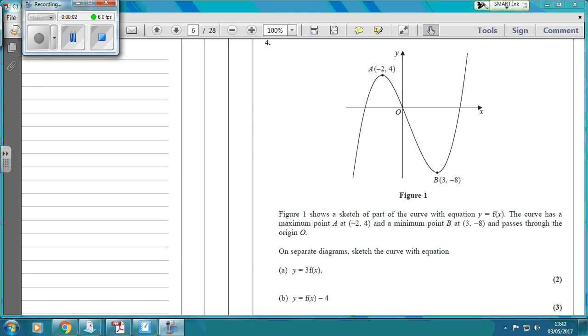Okay, so question 4 tends to divide people into two separate camps. People that can do this question find this very, very easy, and it's usually 5 or 6 really easy marks. But then there's people that get really confused with this, so that's what we're going to try and focus on now. The key thing for transforming graphs, because we've got a curve here, and we've got to transform it using the transformation y equals 3 lots of f of x.